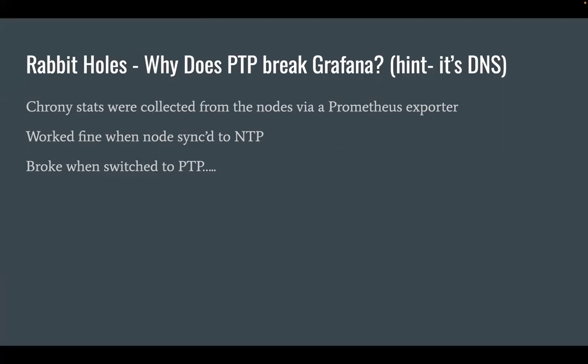I did get sucked down a rabbit hole so far. I mean, I am not a developer or a Linux system admin, but I was using strace one Saturday morning to figure this out. I was using a Chrony exporter, a Prometheus exporter specifically written for Chrony, to collect statistics. It worked fine when I was using NTP, but it broke when I switched to PTP. And for the life of me, I couldn't figure this out.